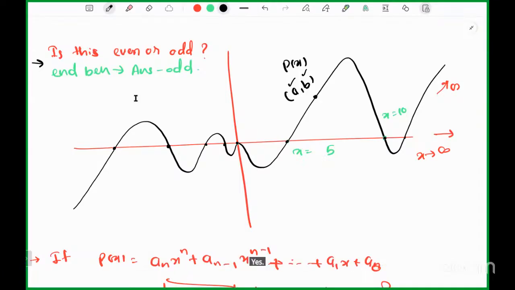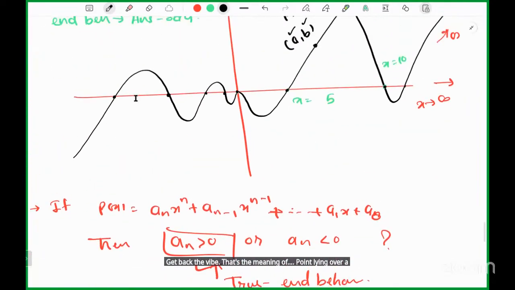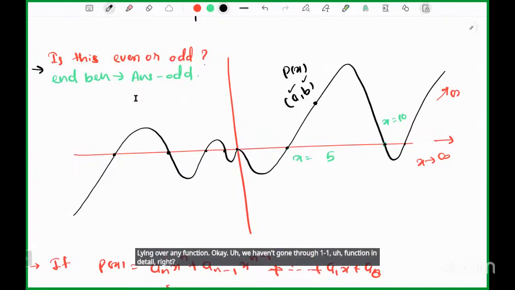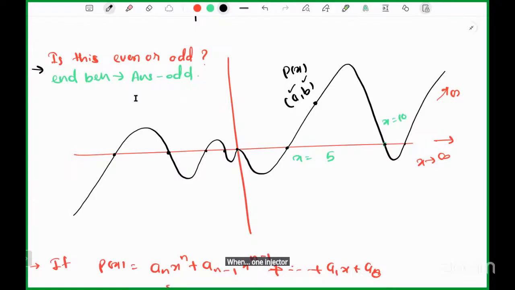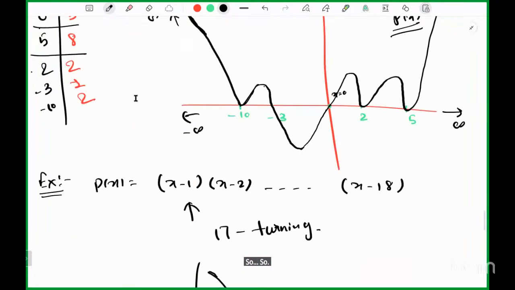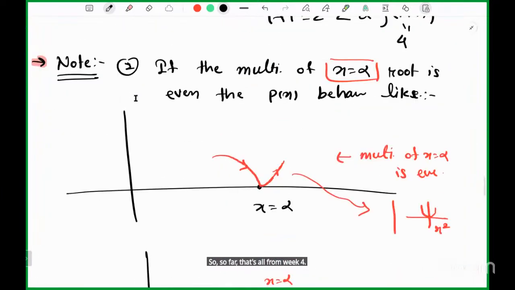Yes, it was a question from graded assignment 3, I guess. Yeah, you should understand it like that. If a point is lying on any graph, then whatever x value is there, if you substitute that x value in your function, you will get back the y value. That's the meaning of a point lying on a graph or on any function. We haven't gone through one-one functions in detail, right? Injective functions, we can see those properties in week 5 too. So far, that's all from week 4.